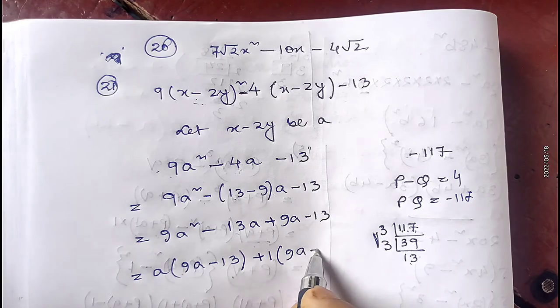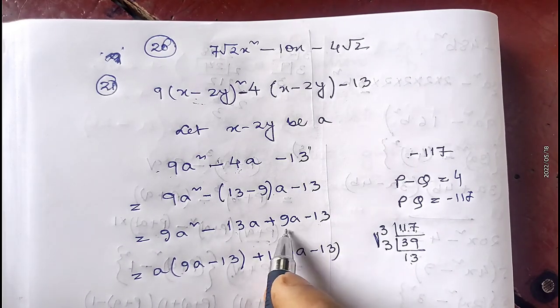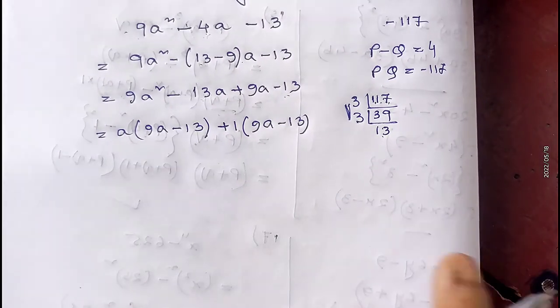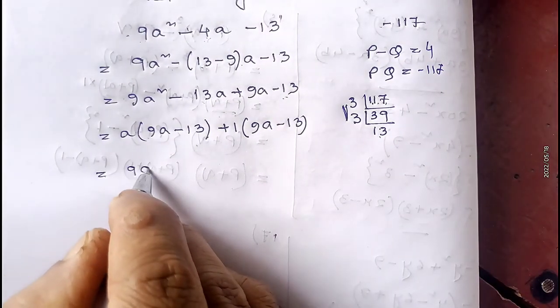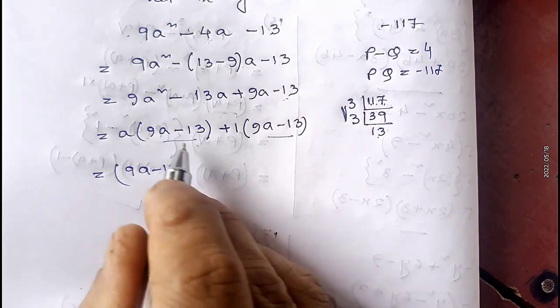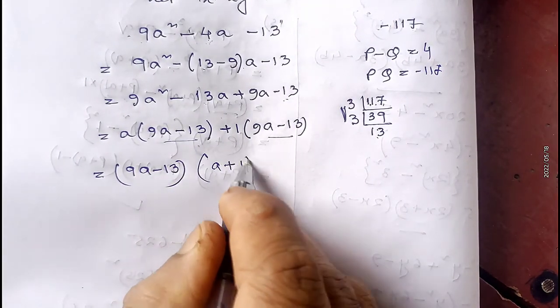So it will be 9a minus 13. Since other than 1, nothing is common, so we have to take 1 common. Now we got 9a minus 13 in both the cases, so 9a minus 13 is common, and we are left with a plus 1.